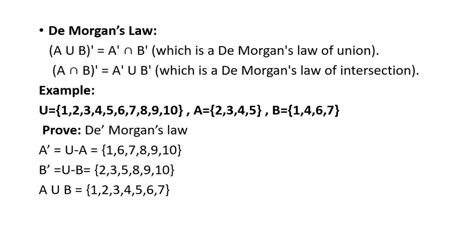Now, in order to calculate (A union B) whole complement, as I told earlier, we need to solve the bracket first. Inside the bracket we have A union B. So I've just calculated A union B, which gives me 1, 2, 3, 4, 5, 6 and 7. If I calculate A intersection B, the only element that is intersecting here is 4, as you can see. Great.